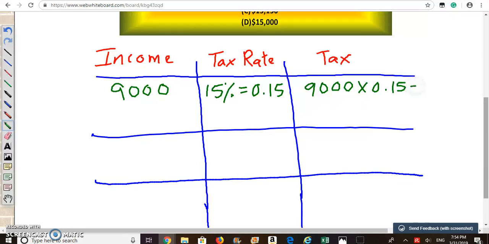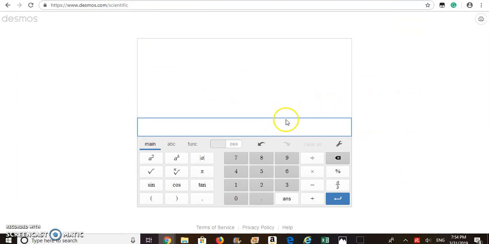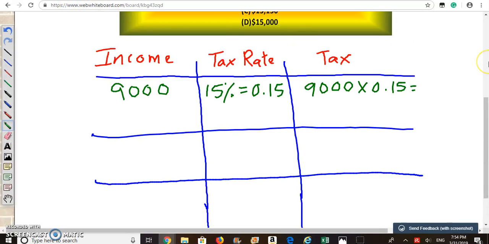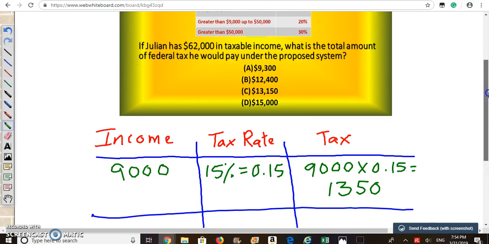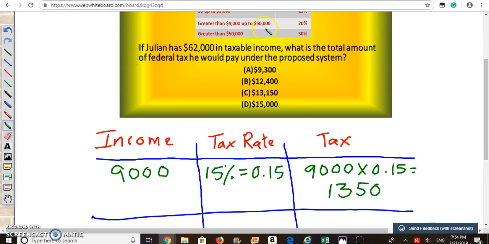And you can use a calculator here. So let us just calculate this amount. What is 9,000 times 0.15, which is 1350. So that is the tax that Julian will pay for the first $9,000, $1350. Now the second bracket is between $9,000 to $50,000 and the tax rate is 20%.